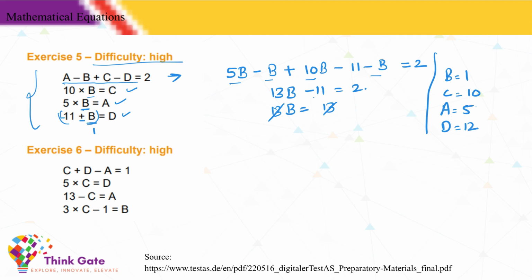We'll solve our next question with the same approach. Here you will see that c is the common variable in all these equations, so we'll substitute c and solve our question. So here we have c, we write it as c plus d. d is equal to 5c, and a is equal to 13 minus c. And again, as we discussed, the sign here is minus, so you need to reverse the signs for all the variables and constants.